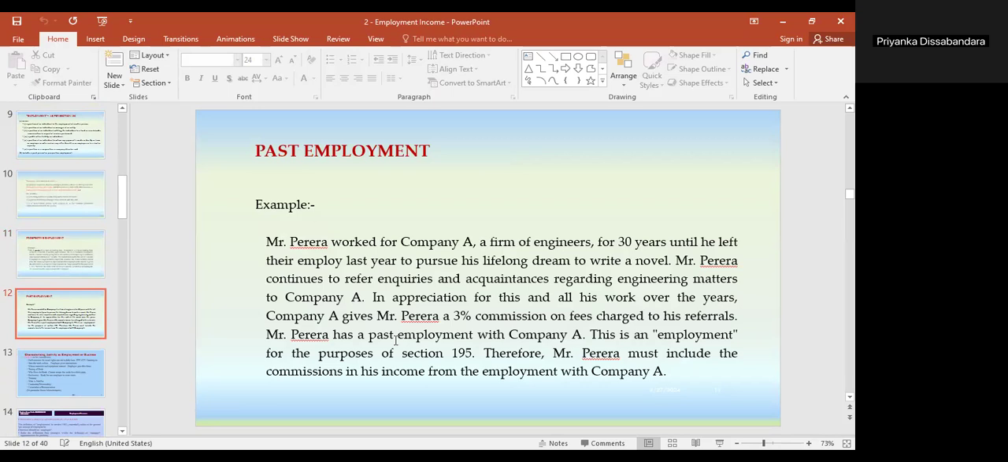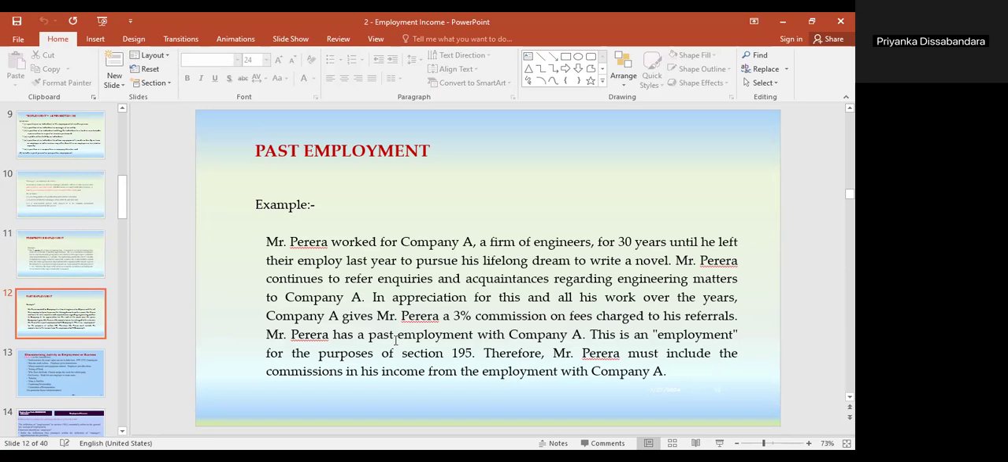Then an example for the past employee. Let's read it together. Mr. Pereira worked for company A, a firm of engineers, for 30 years until he left their employment last year to pursue his lifelong dream to write a novel. He wanted to write a novel, so he left the company he served.